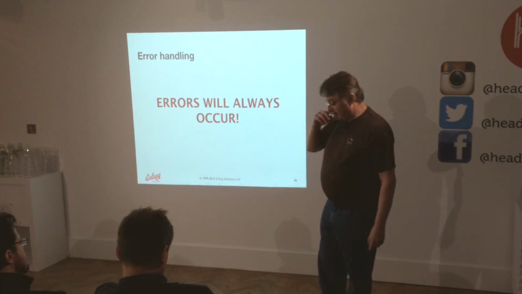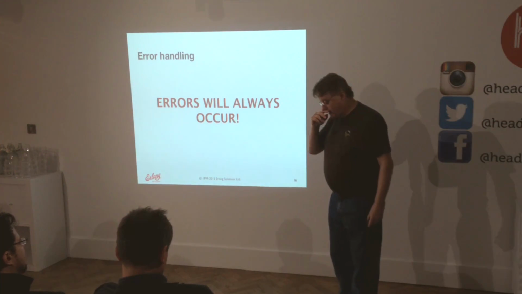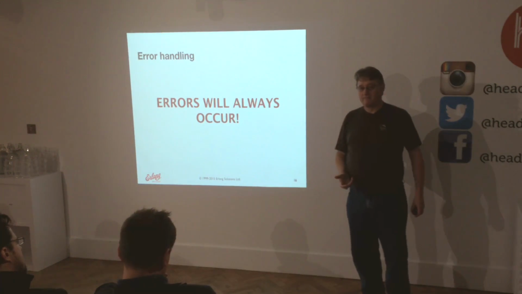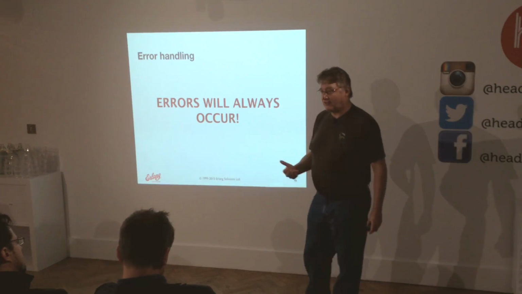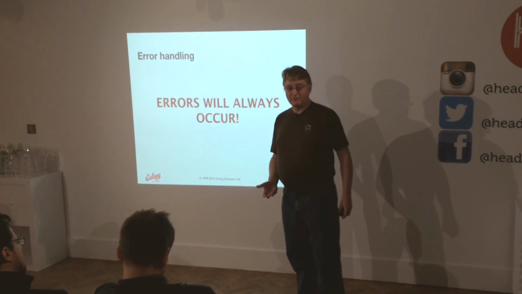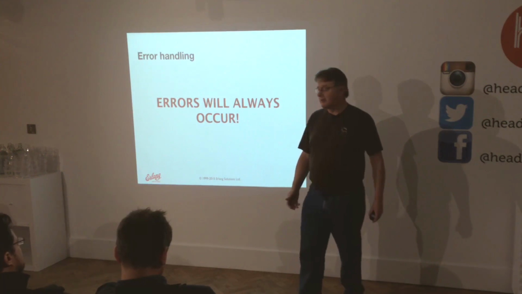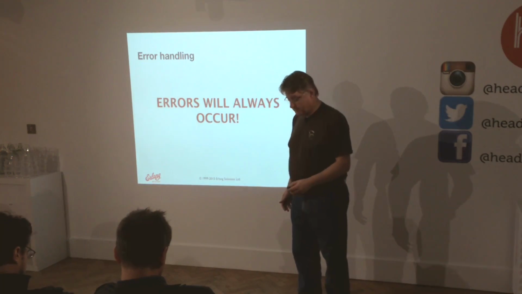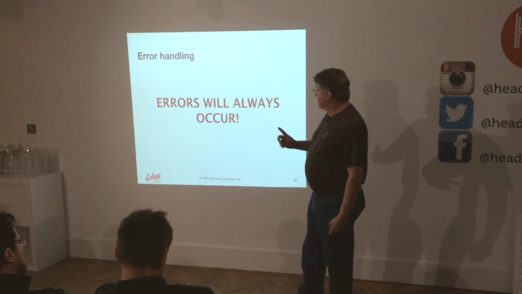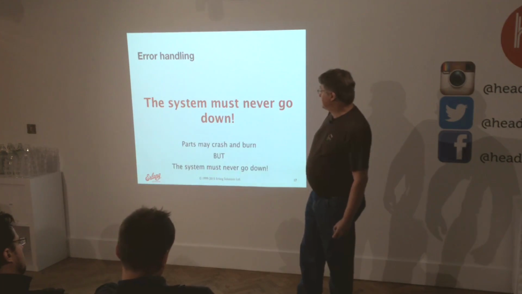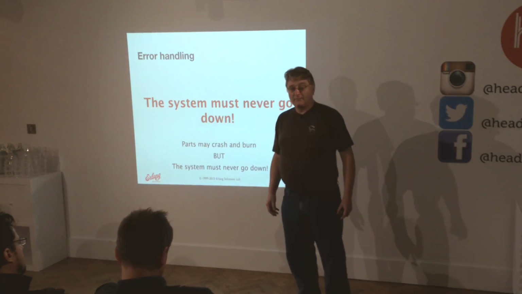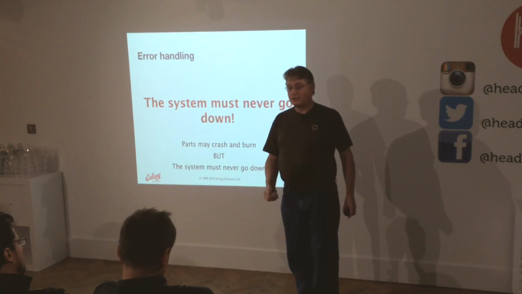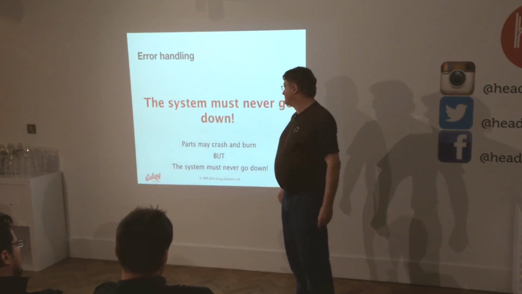So, error handling. The basic idea is that errors will always occur. Just accept it. No matter how good or bad your system is, you will always get errors. Software errors, hardware errors, whatever, you will always get errors. That's rule number one, you might say. And rule number two is the system must never go down. These were requirements we had. Yes, errors will occur. The system must not crash.